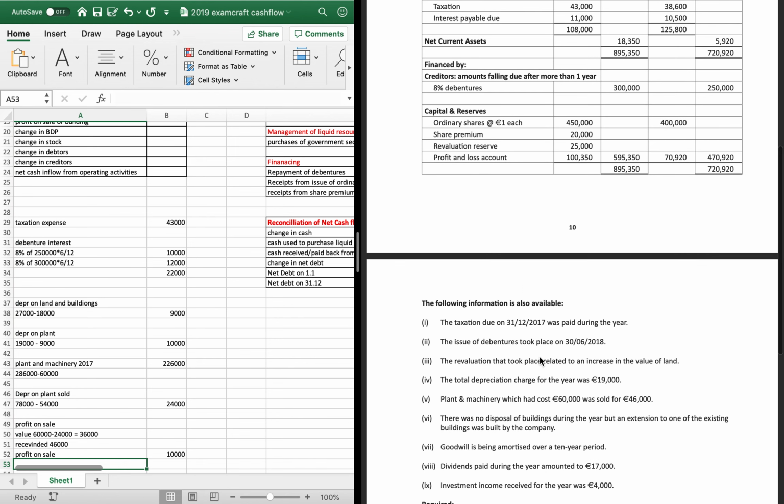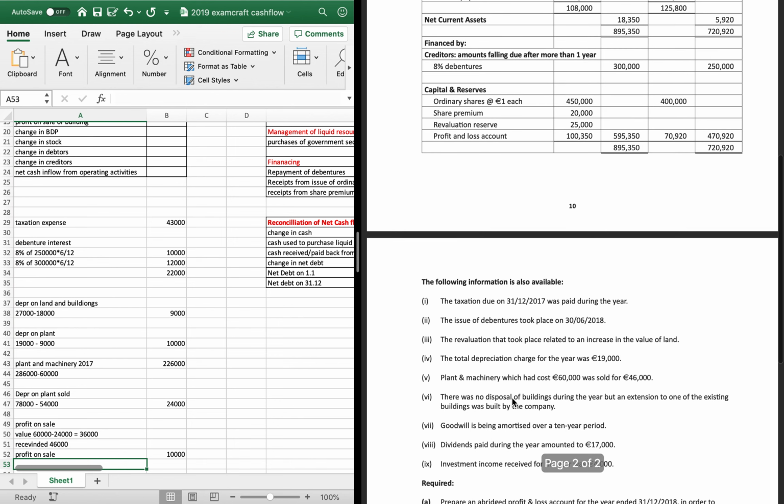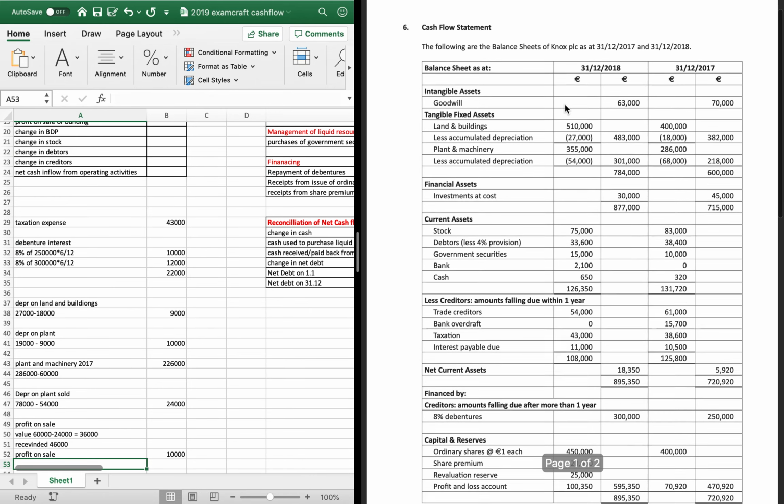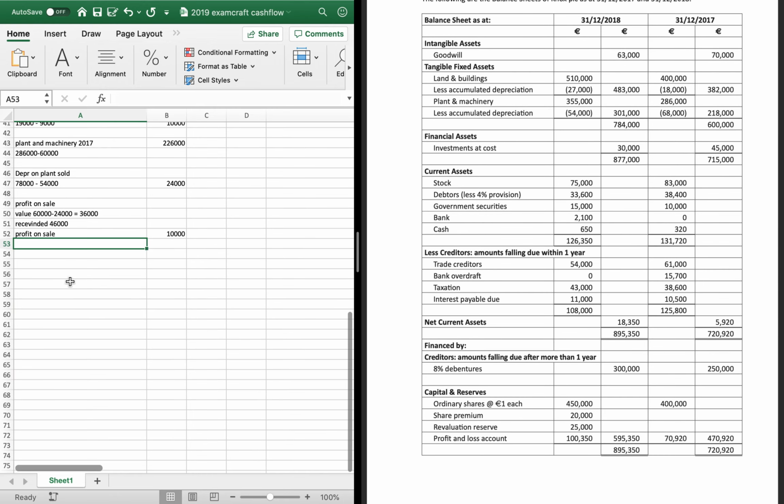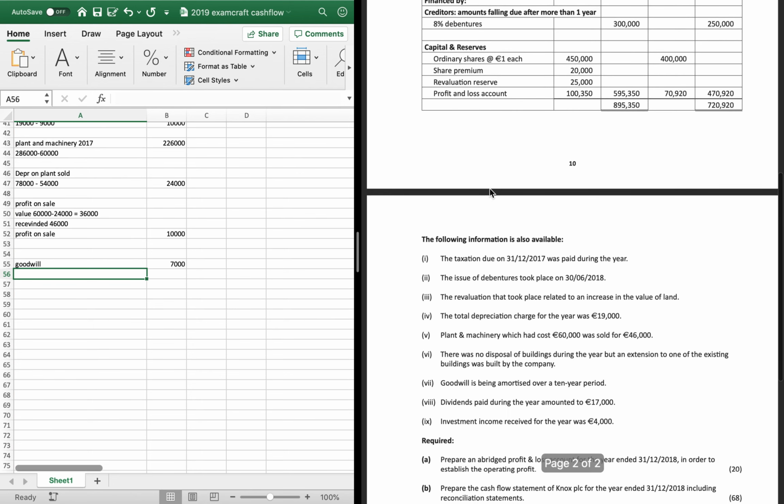where am I? The goodwill has been amortized over 10 years. So just look at your goodwill. It's gone from 70,000 down to 63,000. So you don't really have to do anything with that. Just note that goodwill is written off over 10 years. So 70,000 divided by 10 is 7,000, or the difference between the 70,000 and the 63.